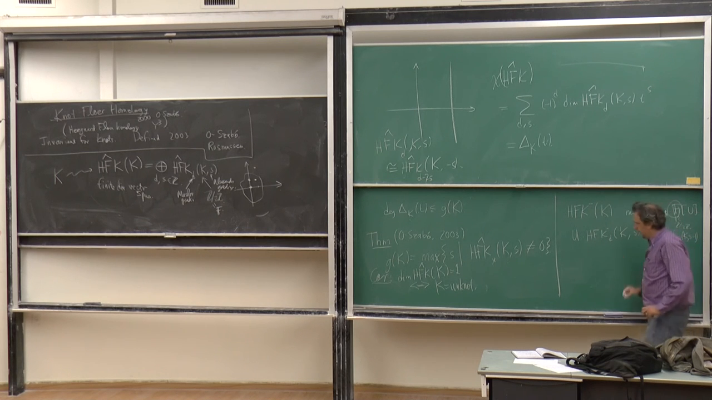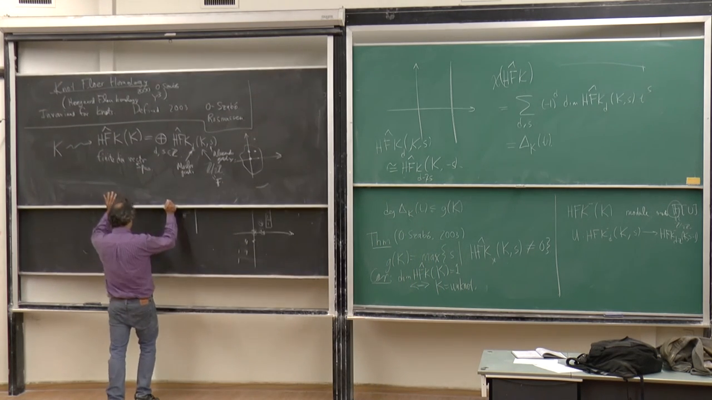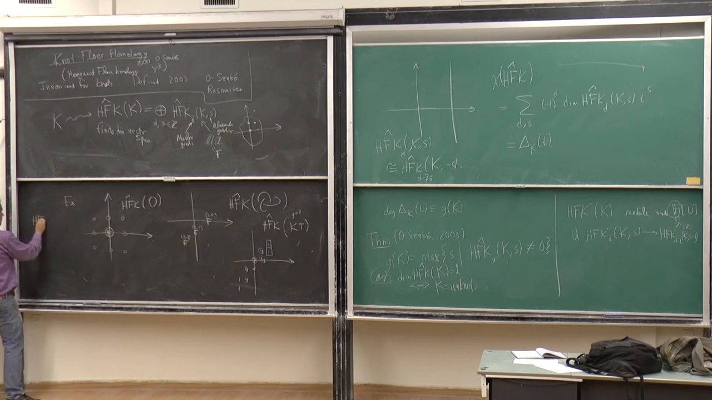So that is to say that for HFK minus, I drew these nice examples of HFK hat. HFK minus is no longer a finite-dimensional vector space, but it's a finitely generated module over F[U]. So for the unknot, I just have a sort of chain of Fs which are connected by this U operator. So HFK minus of the unknot is isomorphic to just F[U]. It's a free module of rank 1.